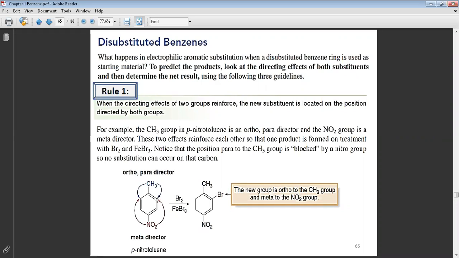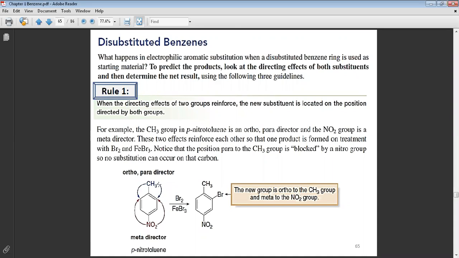Okay? Reinforce means they cooperate. CH3 cooperates with the BR and NO2 cooperates with the BR, so the BR will substitute at this place. Okay? Reinforce each other. Look, he said rule number 1. He said here, for the di-substituted benzene ring, what happens in the electrophilic aromatic substitution when a di-substituted benzene ring is used as starting material. Okay, that means this is our starting material, this benzene ring with di-substituents.